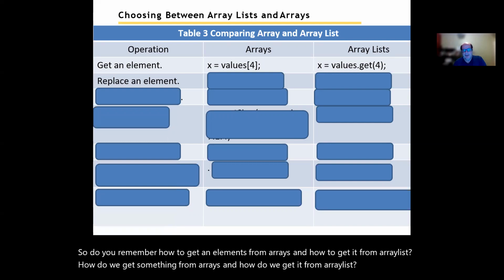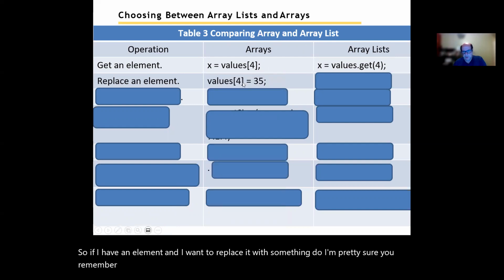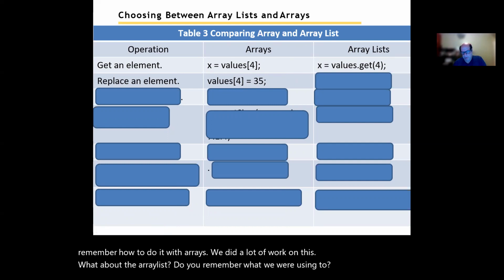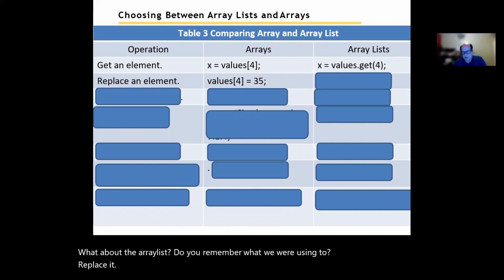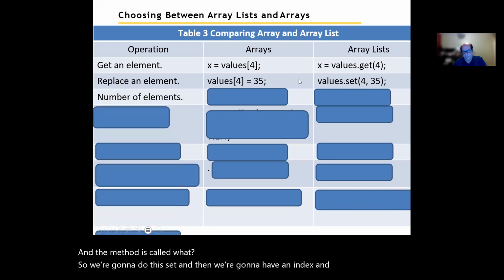Okay, how do we replace an element in an array? If I have an element and I want to replace it with something, I'm pretty sure you remember how to do it with arrays. We did a lot of work on this. What about the array list? Do you remember what we were using to replace it? It has the index and the method is called what? So we're going to do the set, and then we're going to have an index and the value we want to set it to.